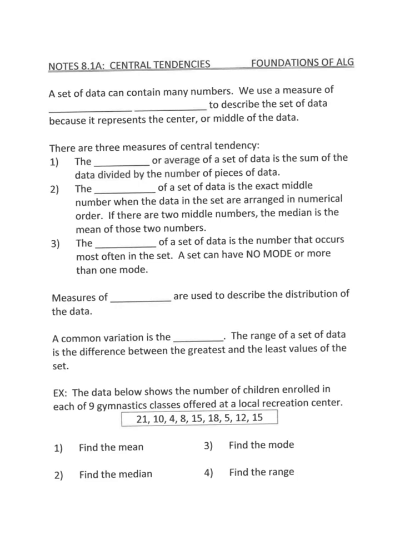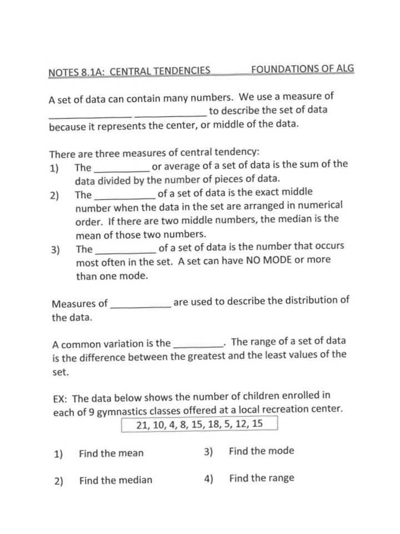Alright, in section 8.1a, we're going to talk about central tendencies. A set of data can contain many different numbers, and with that set of data, we use a measure of central tendencies to describe that set of data, and it represents the center or the middle of the data. And there are three different ways that we measure the central tendency.